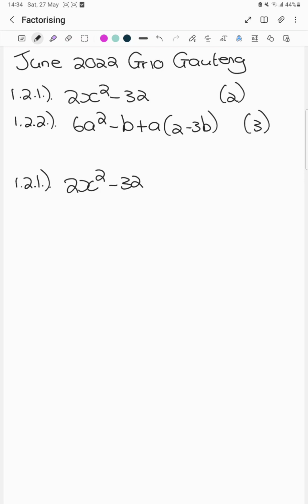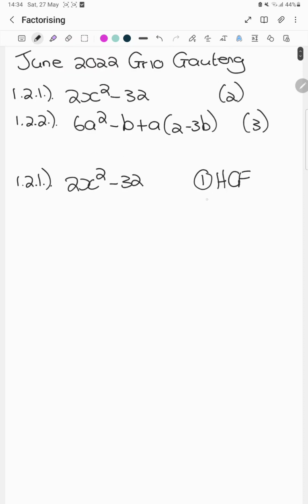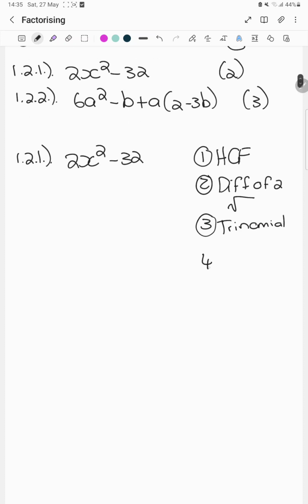So let's get started. The first thing I like to do when I have to factorize is write down my 5 methods of factorization. My first method is to determine the highest common factor. My second method is the difference of two squares. My third method is my trinomial. My fourth method is grouping. And my final method is cubes. By now, if you're ready to attempt these questions, you need to know your 5 methods and what each one entails.